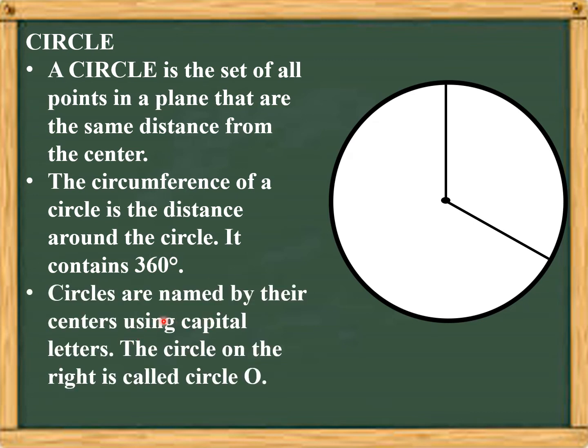Circles are named by their centers using capital letters. So we use capital letters para pangalanan ng ating circle. So for example, our center here is point O. So we can name this circle as circle O. So we can name a circle after sa kanyang center.